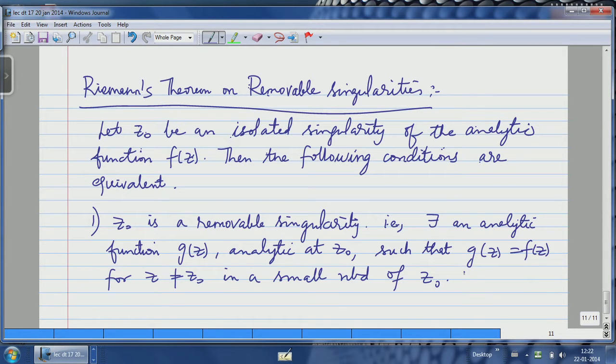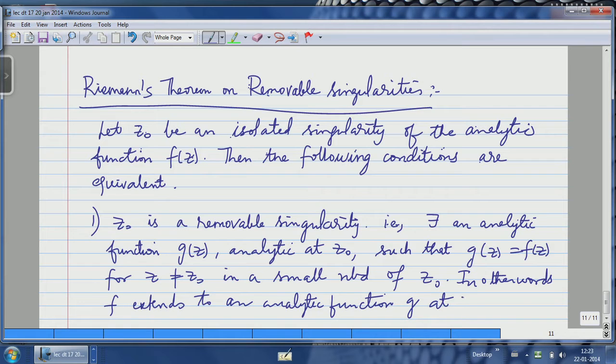And so in that sense, when you say a point is a removable singularity, what it means is that the analytic function extends to an analytic function at the singular point, okay. So let me write that down. In other words, f extends to an analytic function g at z naught, okay. So this is actually the definition of what a removable singularity is, okay. So this is the first condition, okay.